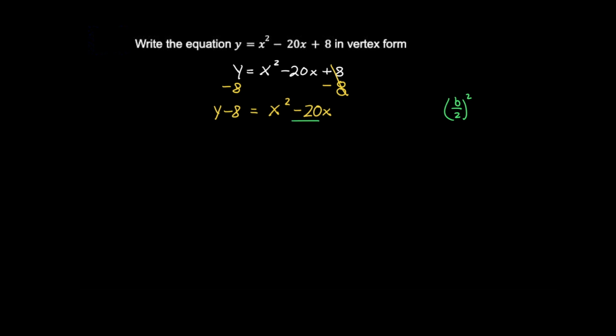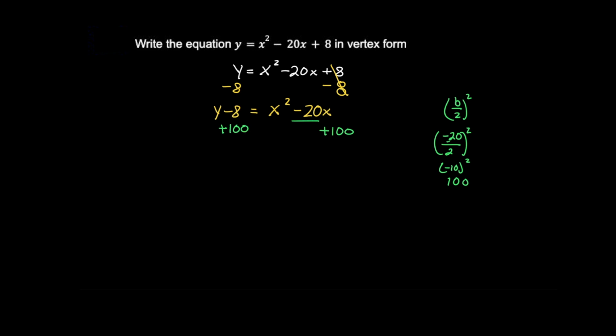So our value for b this time is negative 20. Remember, in standard form, b is the coefficient of the x term. We'll divide that by 2, and then we'll square it. So negative 20 divided by 2 is negative 10, and negative 10 squared is positive 100. Should always be a positive number because we're always squaring it. We're going to add positive 100 to both sides of the equation.